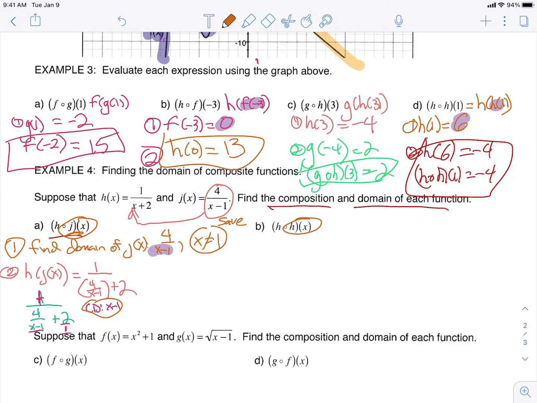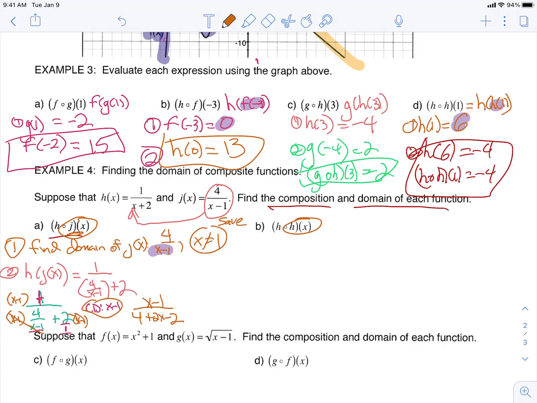So this is going to be 1 times x minus 1, 4 over x minus 1 times x minus 1, and 2 times x minus 1. So this is going to give me x minus 1 in my numerator. This cancels, so I'm left with 4, and I distribute here, and I'm left with 4 plus 2x minus 2.